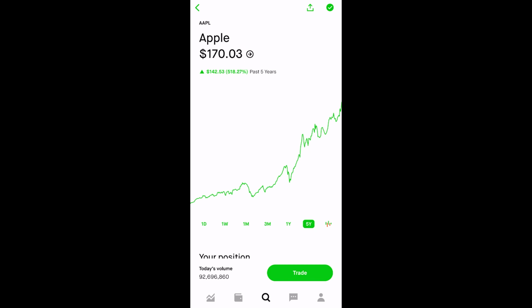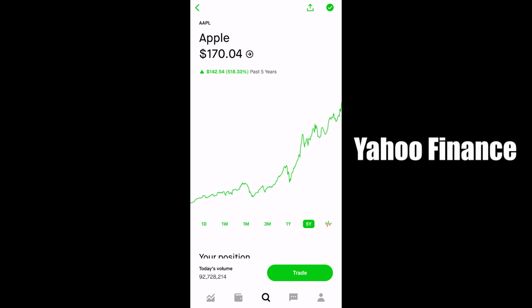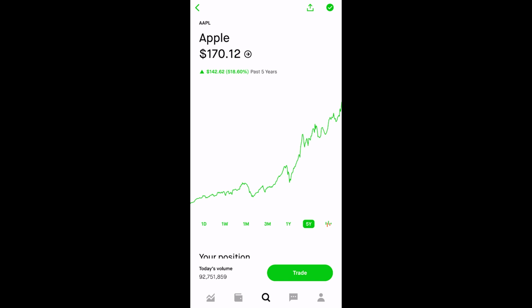Now, as far as Robinhood goes, this is as far as you can go on the data. And what I would always recommend is that you download the Yahoo Finance app, because that is going to give you more data inside of companies and you can actually see a little bit more inside of them.